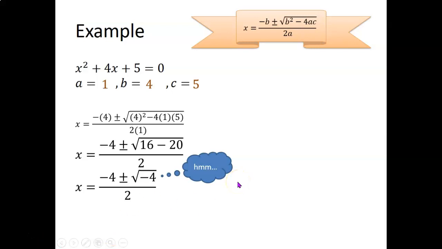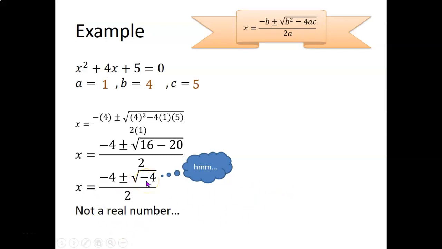So depending on what we're working with here, when you see something like that, where you've got the square root of a negative number, if you have to have a real number answer, you say, well, there aren't any of those, so there's no real solutions.